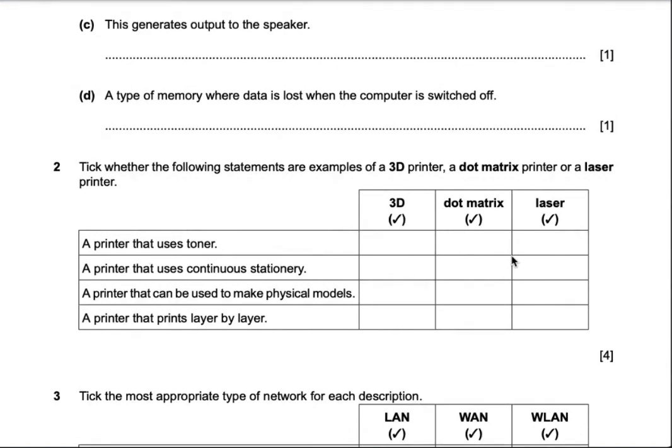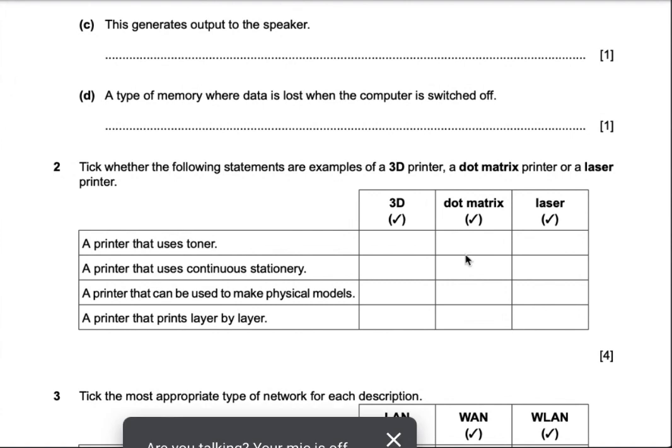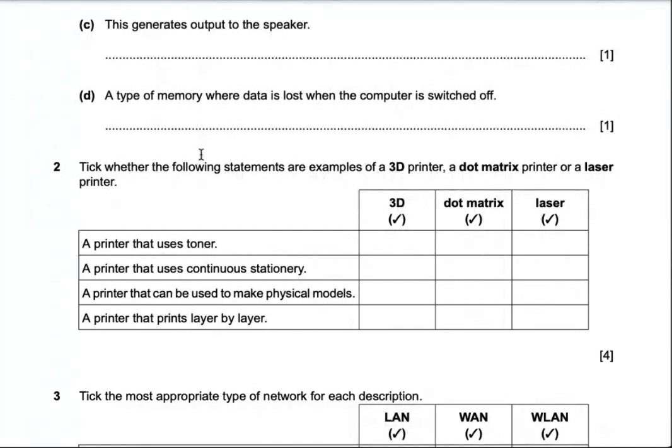Is it a 3D printer? No. It is a dot matrix printer. A printer that uses continuous stationery is a dot matrix printer. So this one, we take this one. Is that okay? A printer that uses continuous stationery is a dot matrix printer. A printer that uses toner is a laser printer.